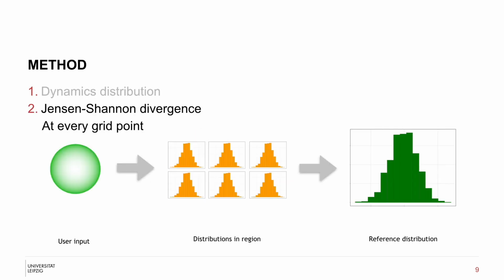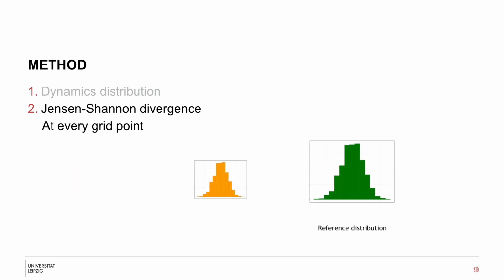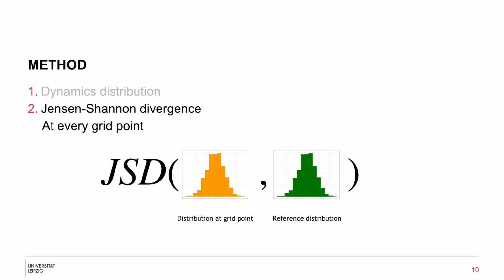In the second step, the user can select a region within the domain. Based on the selected region, we select distributions and combine these into a reference distribution. At every grid point, we can now compute the Jensen-Shannon divergence between the distribution of a specific pathline and the reference distribution.